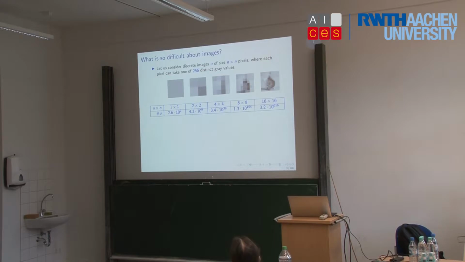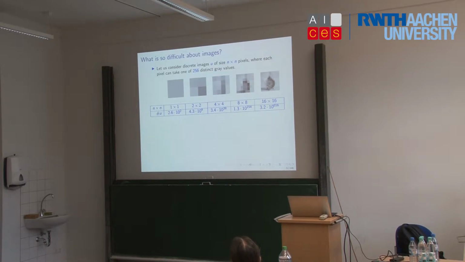So what is so difficult about images? So why, for example, is it difficult to get a prior distribution of images? The thing is that there is a combinatorial explosion, which is tremendous.